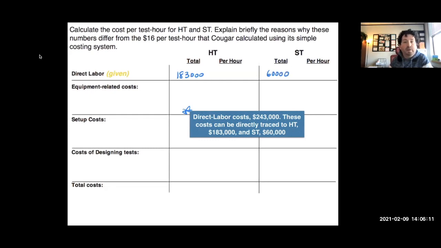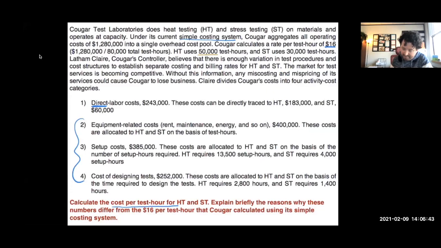Now remember, our ultimate goal is to get a per test hour. So notice I have per hour for each. This is almost like 2 columns within this one column here. And this is the number we're ultimately looking for, because that will be the total cost of each test hour once we're finished. So now I need this direct labor on a per hour basis. Well, they tell me in the story that there are 50,000 heat test hours and stress test uses 30,000 test hours.